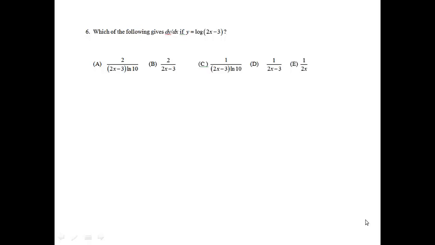Question number 6. Which of the following gives dy/dx if y equals log(2x - 3)? Okay, I know that this just means to find the derivative. And then it's asking me to find the derivative of a log. I know that the derivative of a log formula is du over u times ln a. Okay, so we just need to figure this out here.